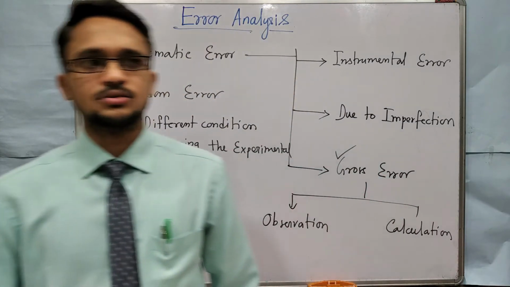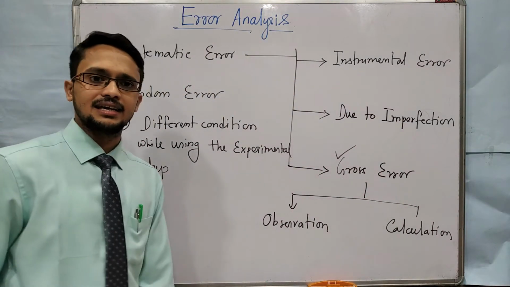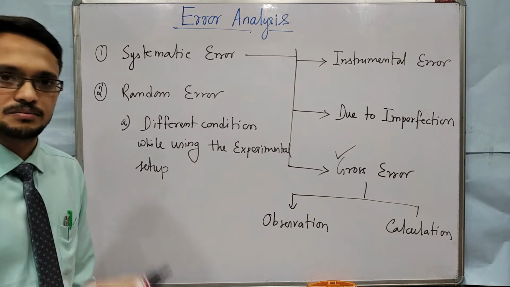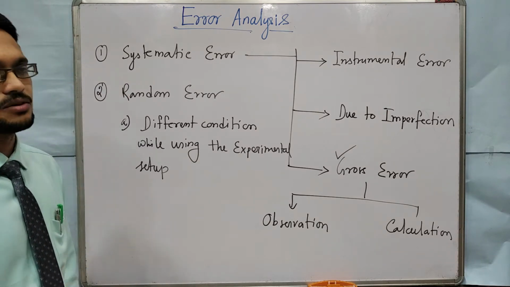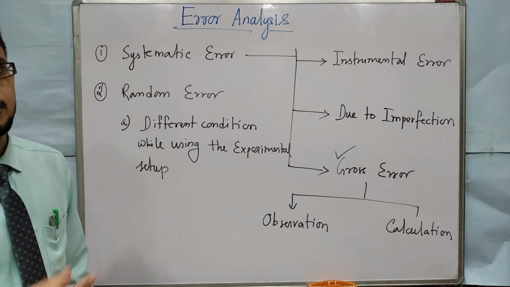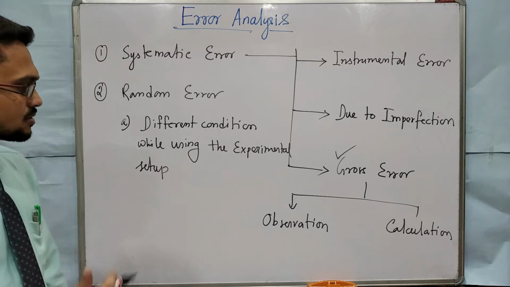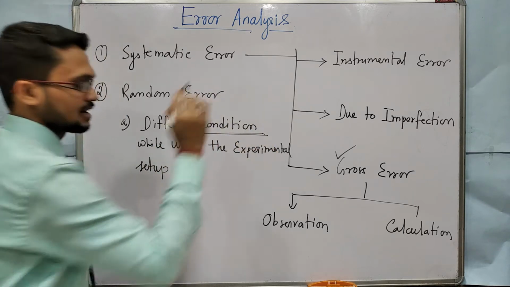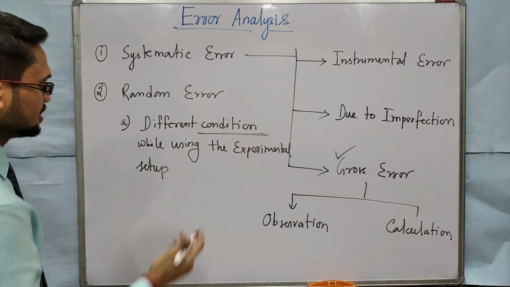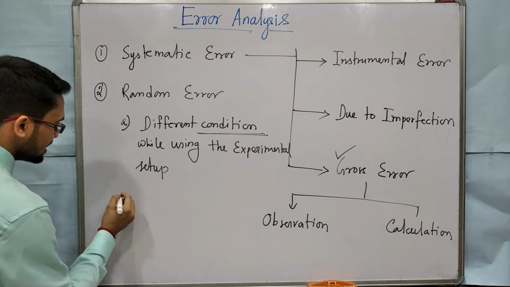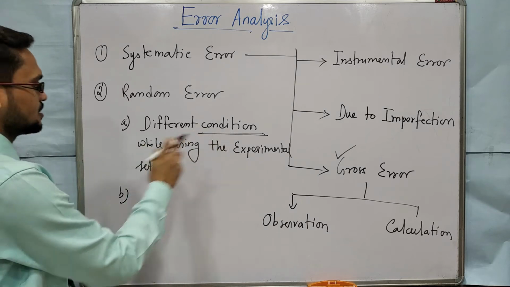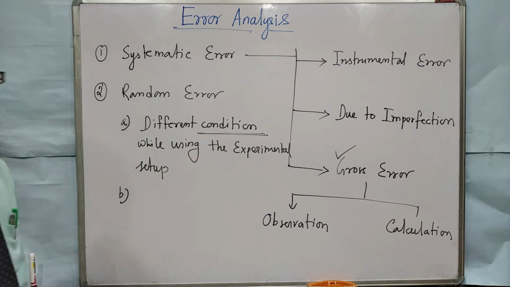Suppose some heat is radiating from that wire, the wire is being heated due to the flowing of current. The second one is the cell potential is decreasing. These are a few reasons for which the condition across that resistance is changing. For that reason the readings are also changing. This is the different conditions in the experimental setup.